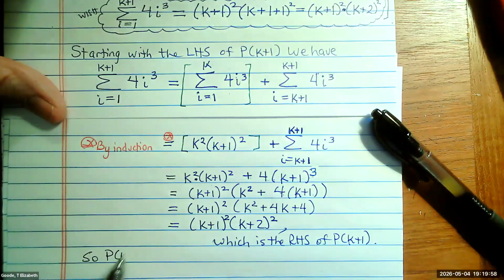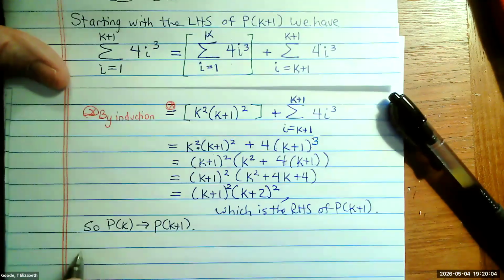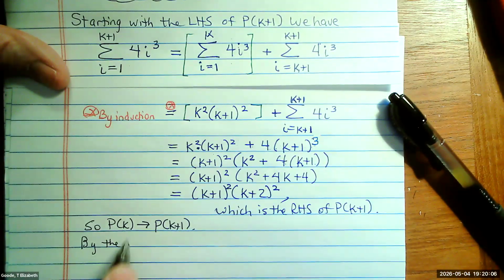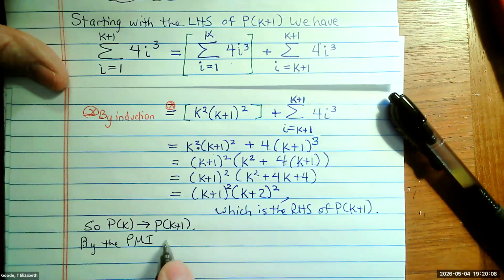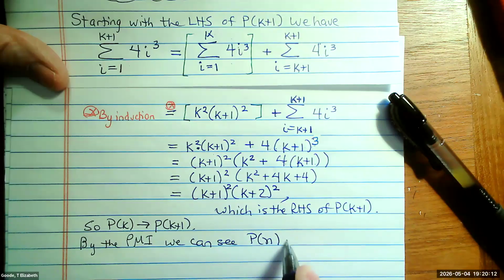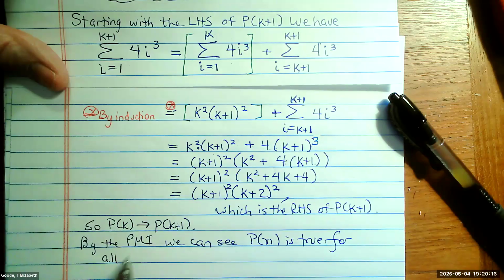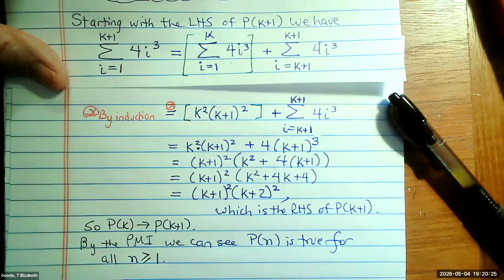So in fact, P of k implies P of k plus 1, and now we just invoke the PMI. By the PMI, we can see P of n is true for all n greater than or equal to, where did we start? Well, we started with n greater than or equal to 1. That's right, and that finishes that.